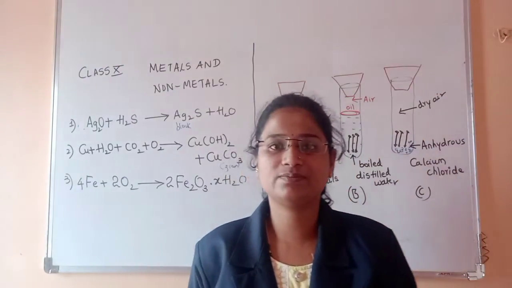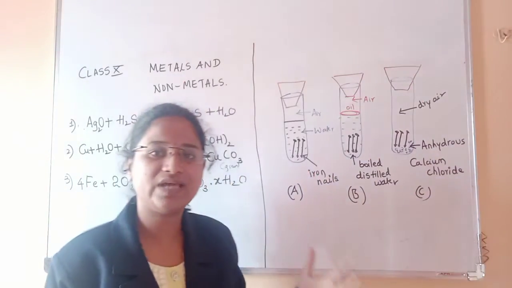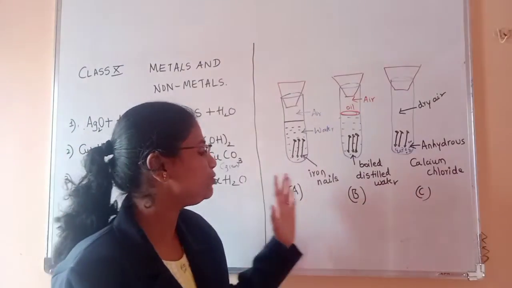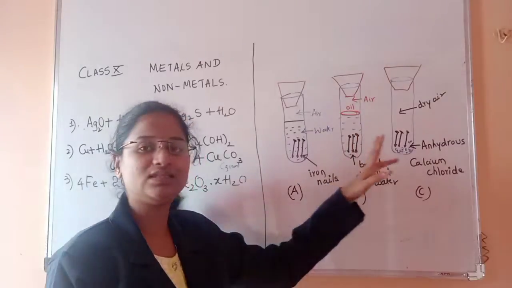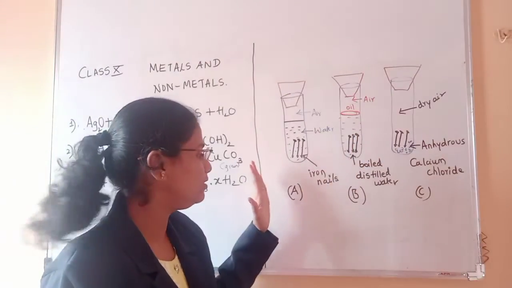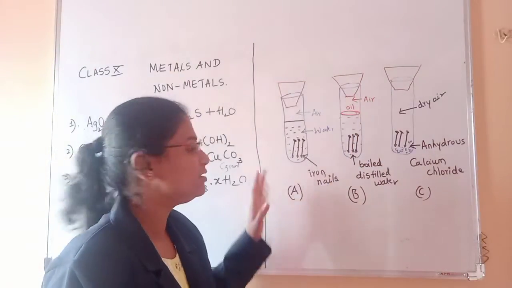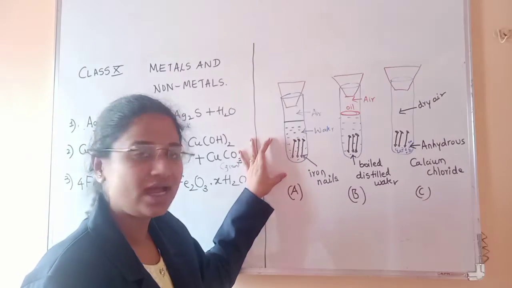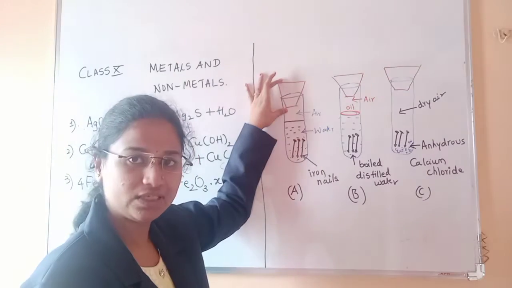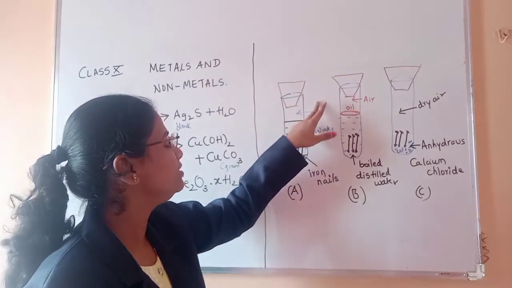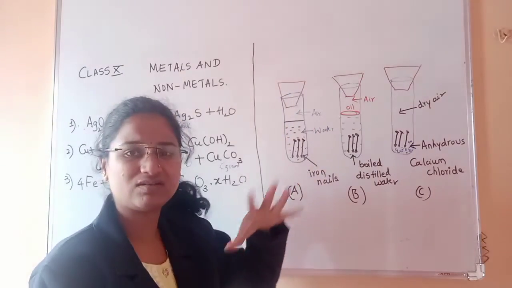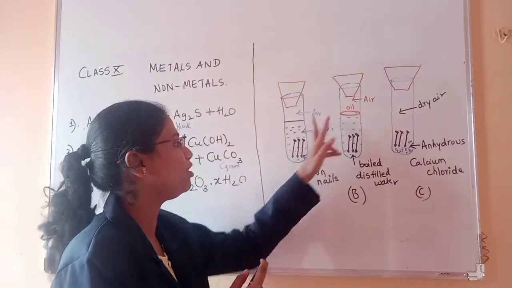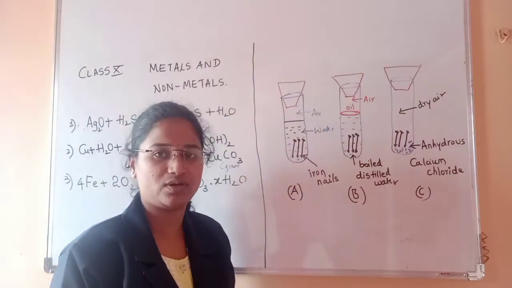For this we are going to understand one activity. We are going to consider three test tubes. In each of the test tubes we are inserting iron nails. In test tube A, we are putting water and closing it with a cork, and here the nails will come in contact with the air. As the cork is not tightly packed, the nails will come in contact with air as well as water.